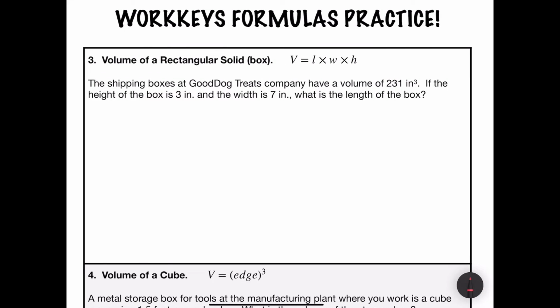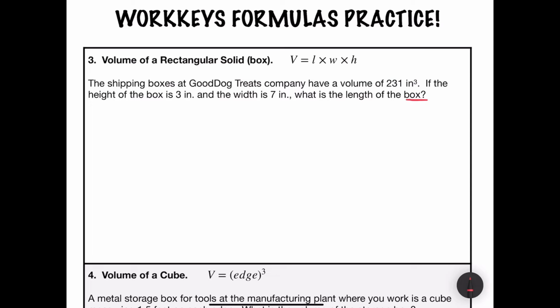Number 3 is the volume of a rectangular solid, or basically a box. The formula says volume equals length times width times height. This problem says the shipping boxes at Good Dog Treats Company have a volume of 231 cubic inches. If the height of the box is 3 inches and the width is 7 inches, what is the length of the box? So we know we're dealing with a box and it's a three-dimensional object.